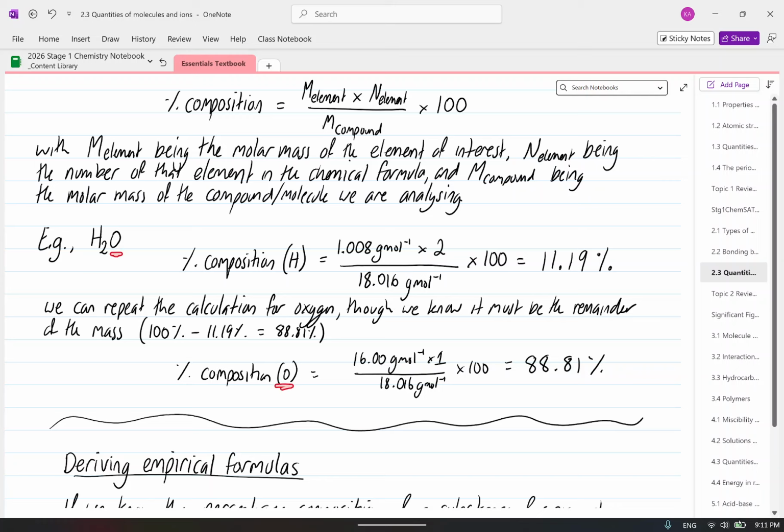If we look at oxygen's percentage composition, we have the molar mass of that element, oxygen, which is 16.00 to 4 significant figures. I believe it would be 15.998 or something like that, which rounds to this. We multiply by 1 because that's how many atoms of oxygen there are in water, and then we divide by the molar mass of water again, as we had before. Multiply by 100 and you end up with 88.81%, which is what we calculated before. So now we've calculated the percentage composition of each of the elements that make up water. You can do the same thing for any particular element within any compound, no matter how large or small it is.